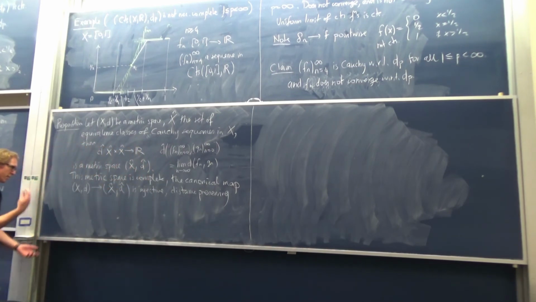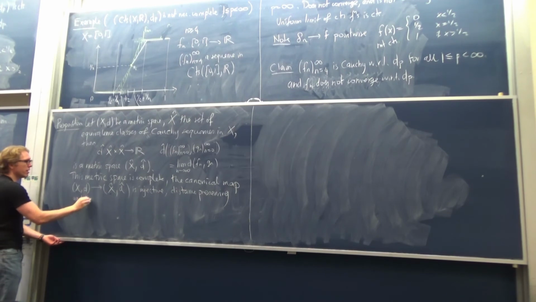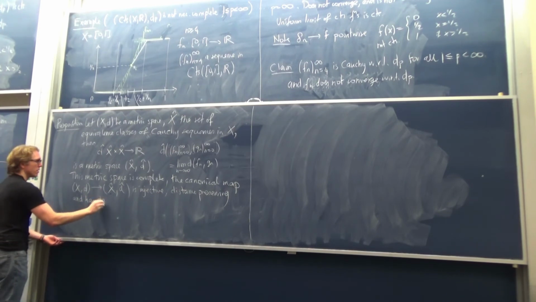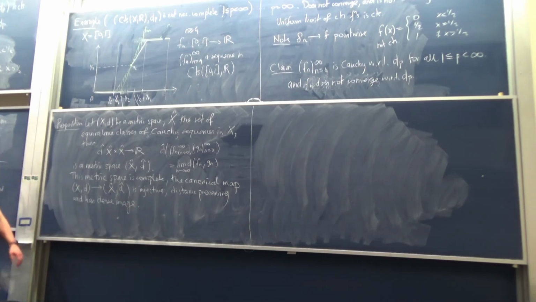It's distance preserving, therefore it's automatically injective. And the image is dense. Okay? Hence the term completion. Right? We set X inside a complete metric space in such a way that it's dense. Okay, so that's what we're going to do.